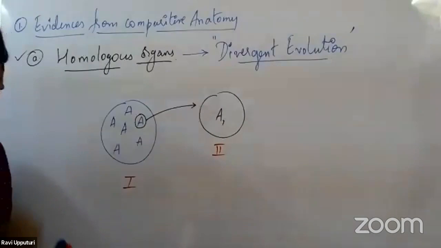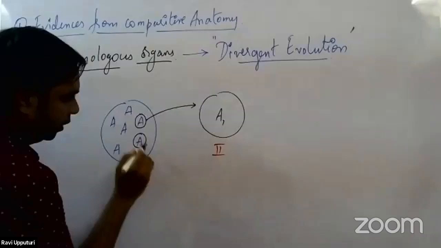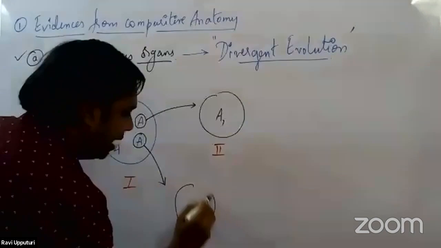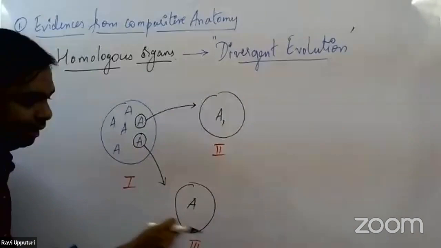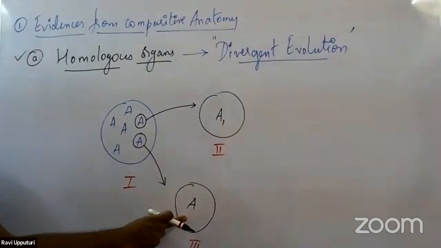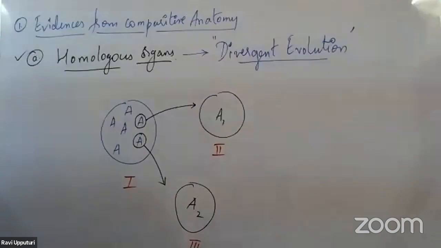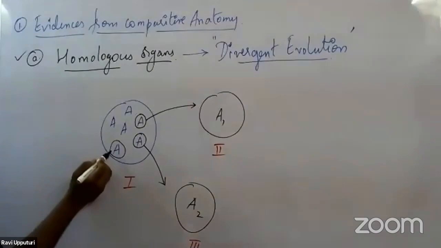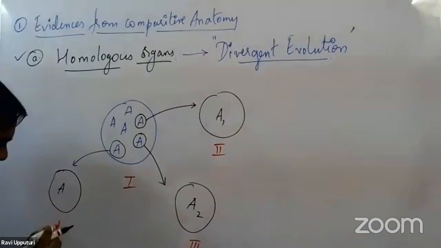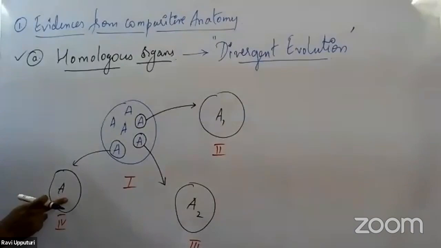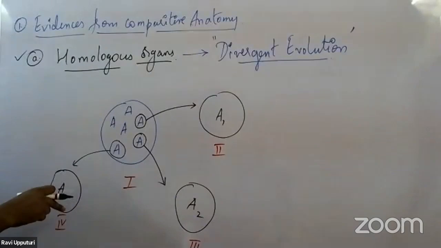Now, let us imagine that this organism also came out and went into another habitat. Say this time, this would be habitat number three. Again, based on the conditions here in habitat number three, this organism also underwent some sort of modifications, as a result of which it evolved into a species called A2. Similarly, let us talk about this organism here. This organism also migrated from habitat number one and moved into another habitat, habitat number four. Again, due to environmental conditions present in this habitat, this organism also underwent some sort of adaptations, as a result of which it evolved into another species, say species A3.